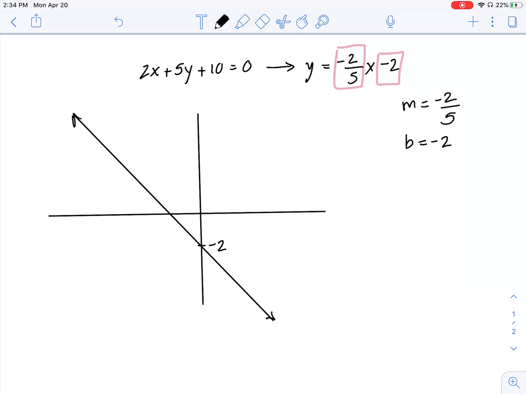And it's not necessarily to scale, but I am going to label it -2/5 x - 2.